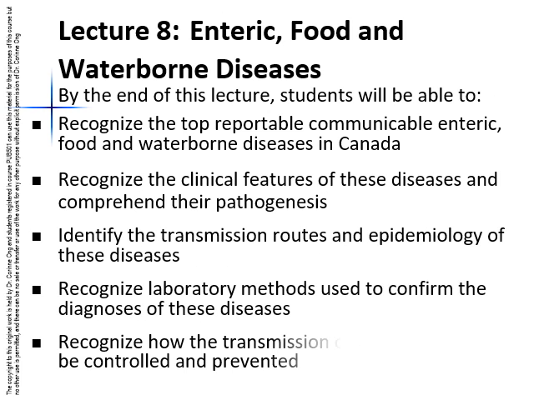This week, we will look at communicable enteric food and waterborne diseases in Canada, which are campylobacteriosis, salmonellosis, shigellosis, virotoxigenic E. coli infection, hepatitis A, and norovirus infection. We'll also be able to recognize the clinical features of these diseases and comprehend their pathogenesis, as well as identify the transmission routes and epidemiology of these diseases, recognize laboratory methods used to confirm their diagnosis, and recognize how the transmission of these diseases can be controlled and prevented.